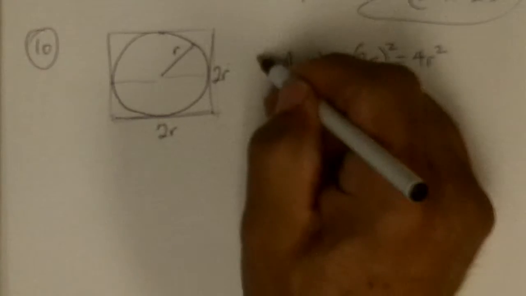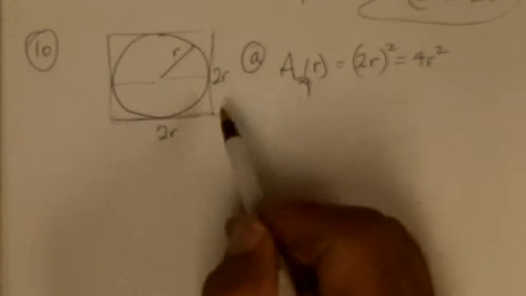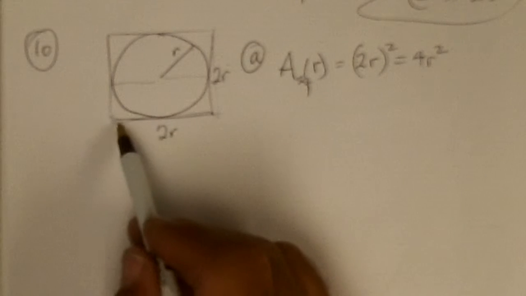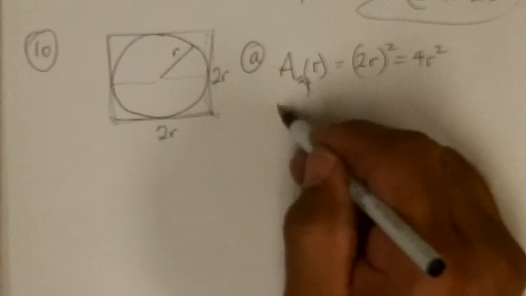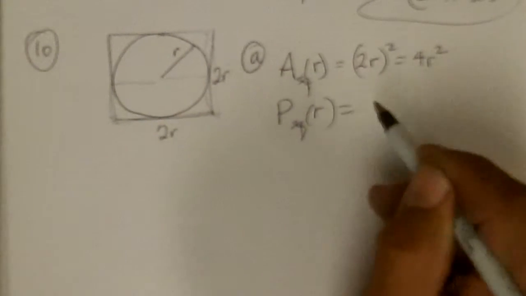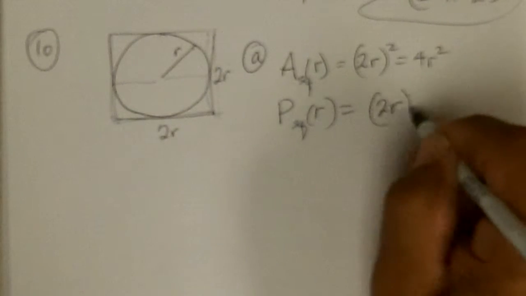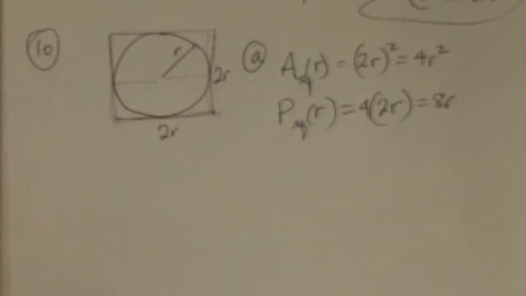So there's part A. Express the perimeter of the square as a function of r. The perimeter of the square would be this length plus this length plus this length plus this length. So the perimeter of the square as a function of r is 2r plus 2r plus 2r plus 2r, or 2r times 4. And that's number 10.